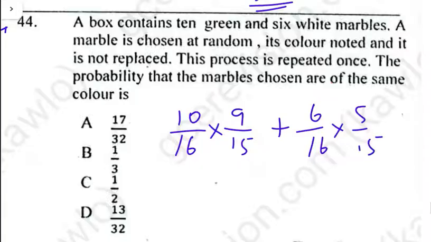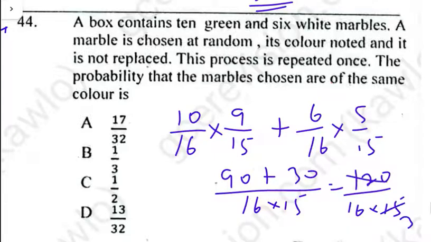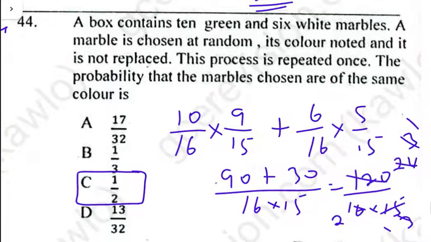So this is going to be equal to 90 plus 30 on 16 times 15. So we have 120 on 240. 5 here 3, 5 into 100 is 20 times 24 here. 8 here 2 times, 8 here 3 times, 3 here 1, 3 here 1. So we have a half.